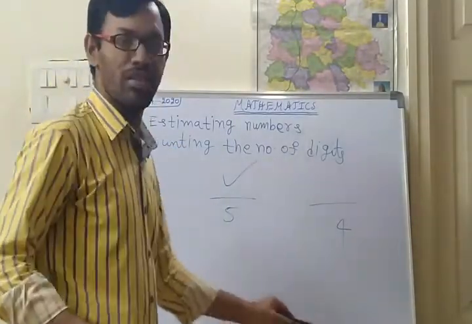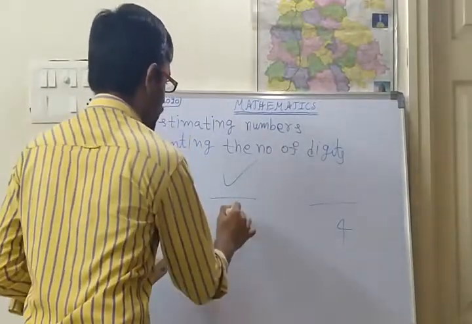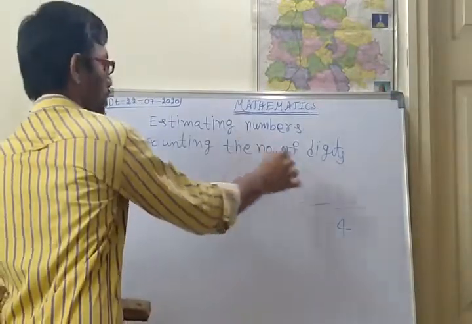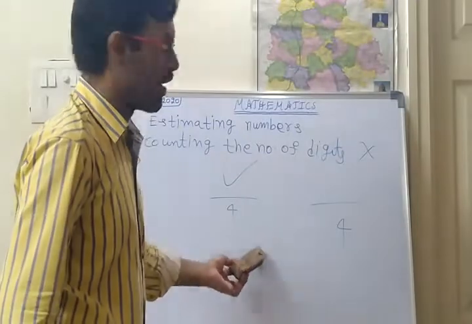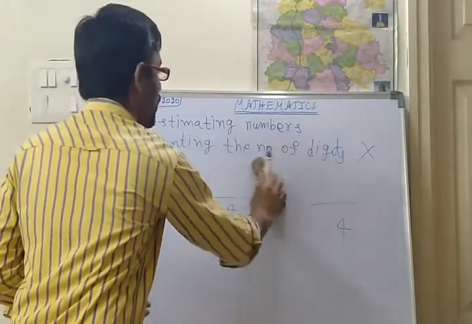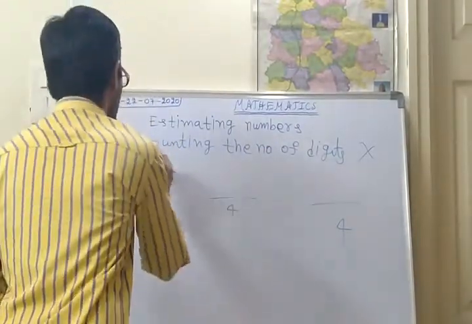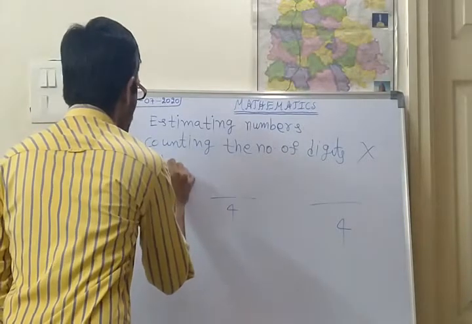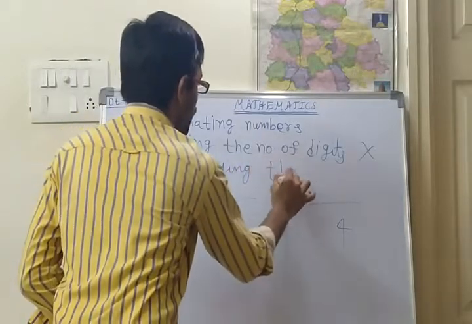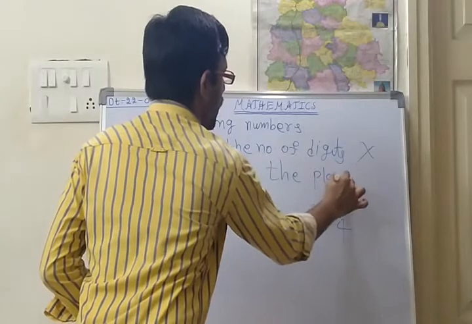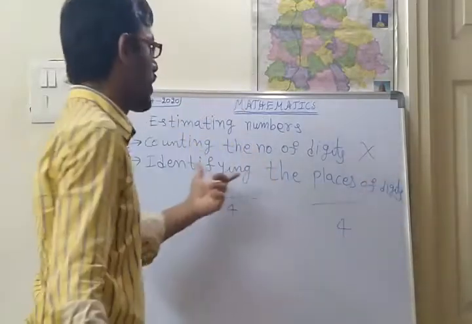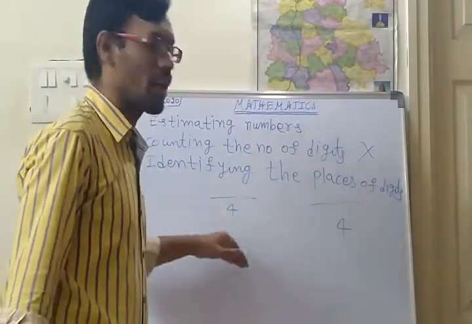Suppose the same number of digits are there, like 4 and 4. At this time the first method won't apply, so you should use the second method. What is the second method? I think you have a clear idea about that method. That method is identifying the places of digits. By identifying the places of digits, you can say which is bigger and which is smaller.